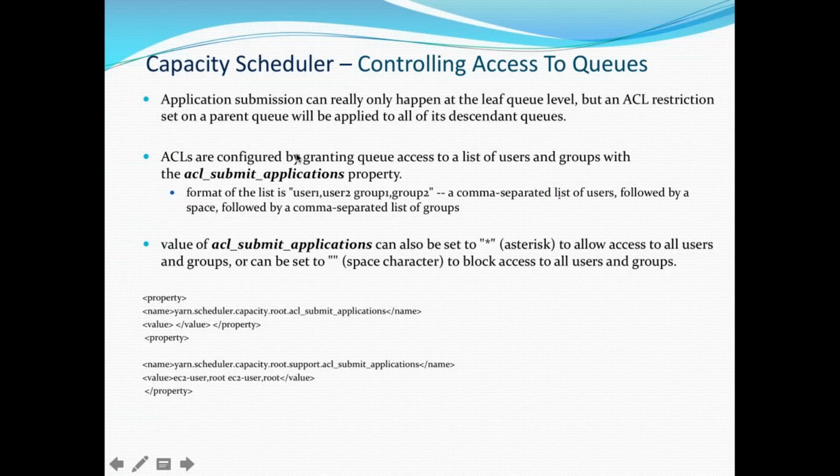Yes, ACLs are configured by guaranteeing queue access to a list of users and groups. So access control lists are configured to say which users and groups are allowed to submit the job. Here at root, you are not providing any value, which means that no one can submit the job at the root queue, which you don't want, right? It should be, because the jobs are submitted only at the leaf level. So no one can submit the job on the root queue.